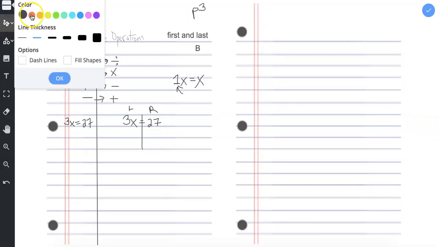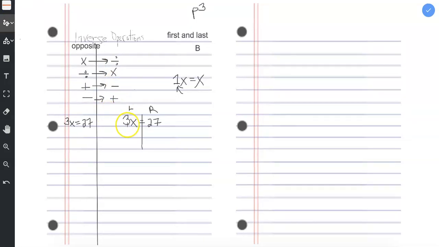And I'm going to change colors to show you that when you don't see anything between the number and the variable, that means that 3 is a coefficient of x, or you could say 3 is being multiplied by x. So when you don't see an operation between, that means that the operation is multiplication. So the original operation is multiplication. So let's go back up here to our inverse operations. The inverse of multiplication is division. So to solve this problem, what we're going to do is we're going to divide.